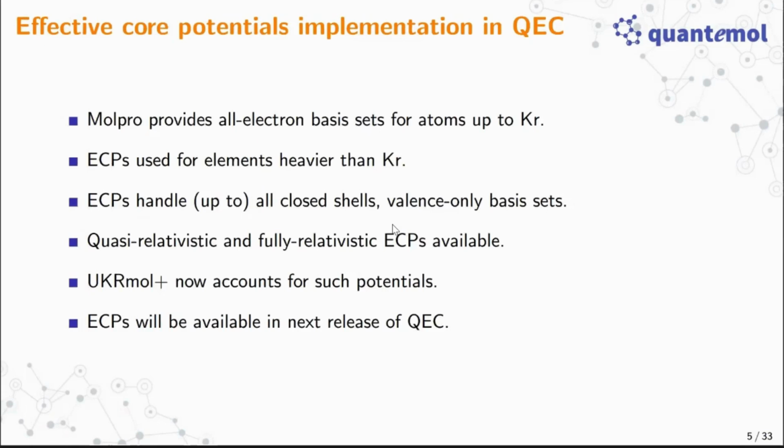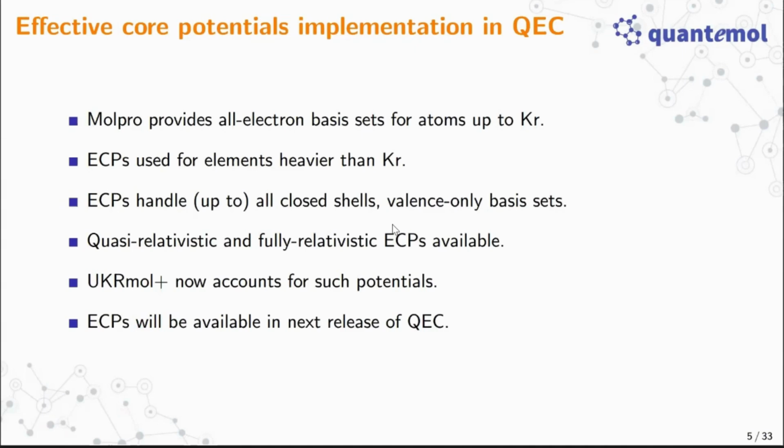And so how do we actually implement it in QEC? Well, MolPro provides all-electron basis sets for all elements up to krypton. Once you get beyond krypton, the default basis sets, the all-electron part, really becomes a basis set for the valence electrons plus an accompanying ECP. You do have ECPs really for all elements. As long as you have a core and electrons outside it, you can use an ECP. You can use an ECP for lithium if you wish, but really it's most useful for elements heavier than krypton.